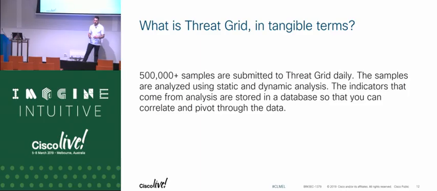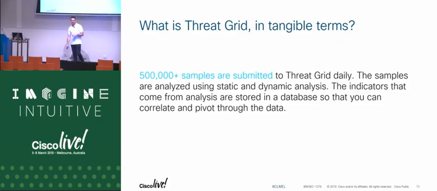All right, so what is ThreatGrid? Well, ThreatGrid's a sandbox, and 500,000 plus samples are submitted to ThreatGrid daily. The samples are analyzed using static and dynamic analysis. The indicators that come from analysis are stored in a database so that you can correlate and pivot through the data. That's a bit more tangible, I would argue, than malware-based threat intelligence. At least we have some things we can identify in this. But let's break this down a step further.